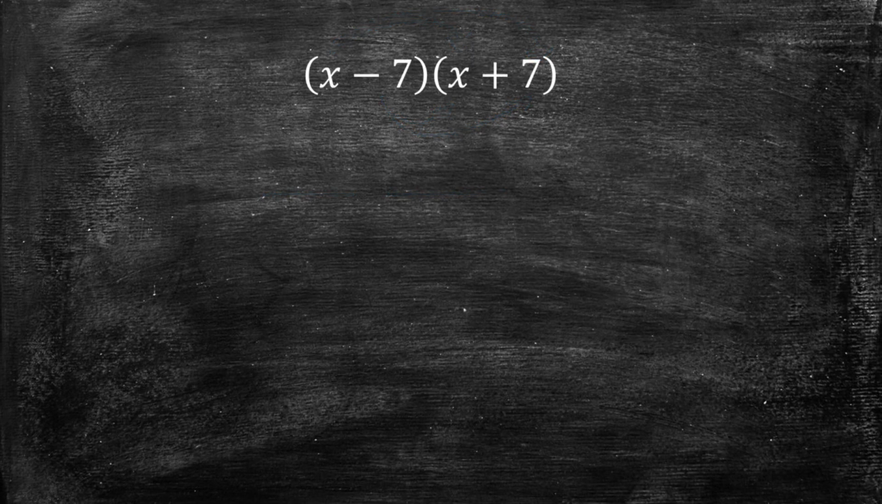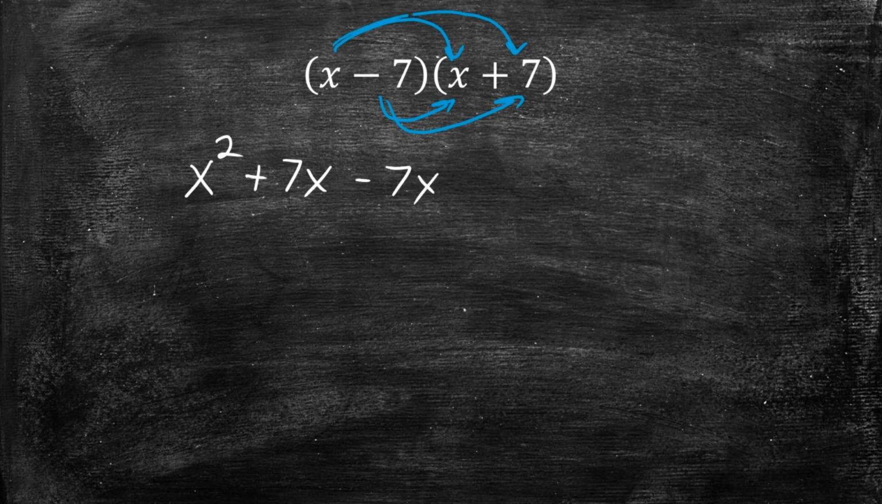Example number 3. So we have these two binomials here. And what we're going to do is the same thing as before. You take the first number from the first binomial and you multiply it to both the numbers in the other one. So x times x becomes x squared. x times 7 becomes 7x. And now we take the negative 7 here and we multiply it to both of those numbers. And what we get is negative 7 times x is negative 7x. And then negative 7 times 7 is negative 49.